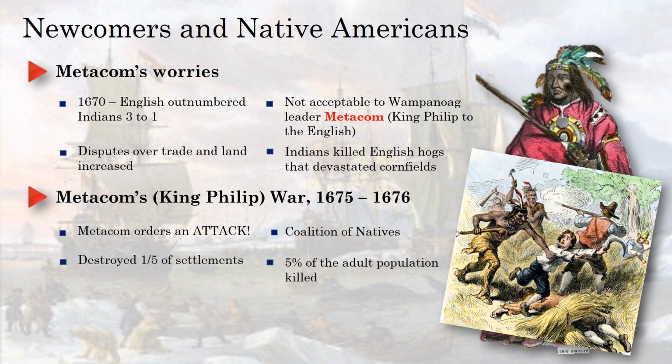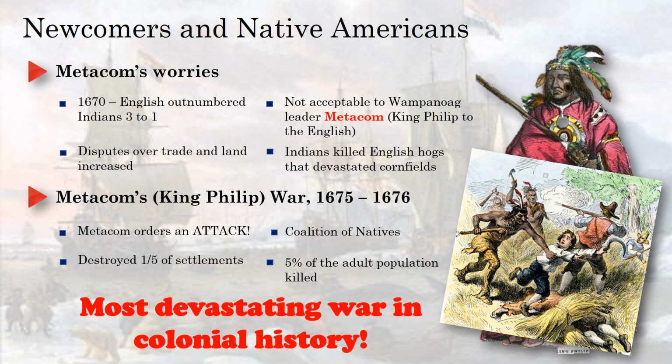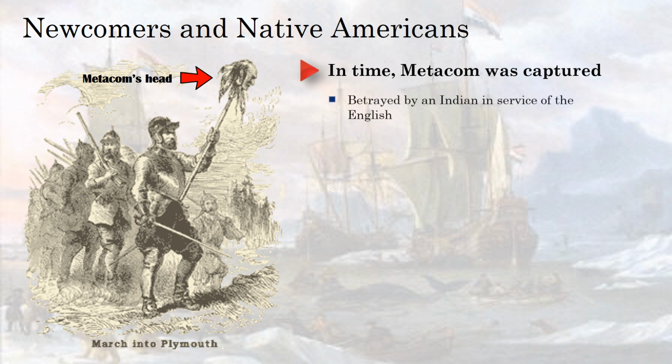And they did a pretty good job, actually. They destroyed 1/5 of the English settlements, killing 5% of the adult population. And it is the most devastating war in all of colonial history. Well, in time, Metacom, or King Philip, is captured. He's betrayed by an Indian who is working in the service of the English. And the English decide to make quite an example of him.